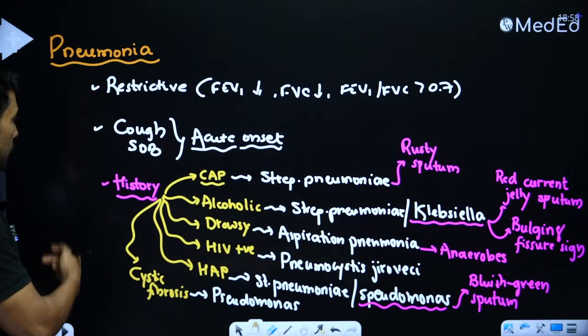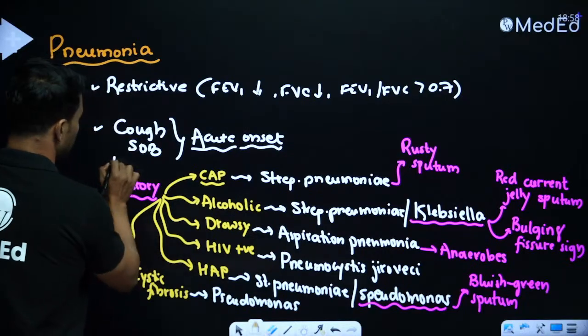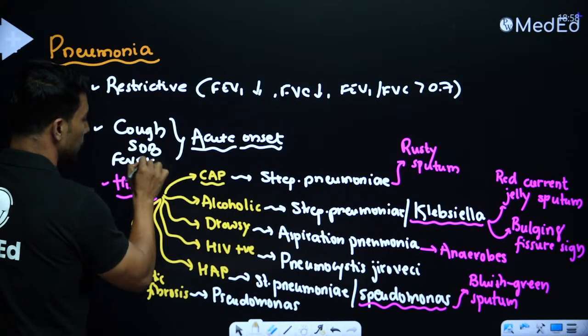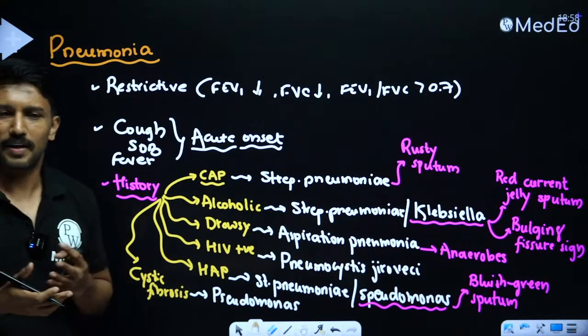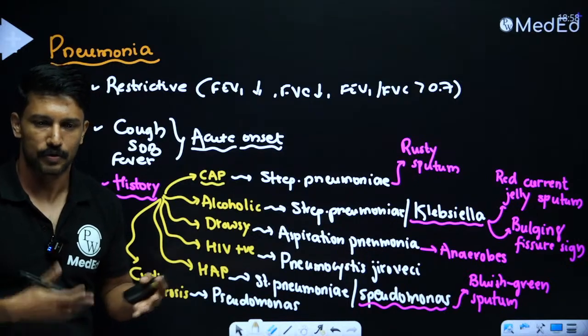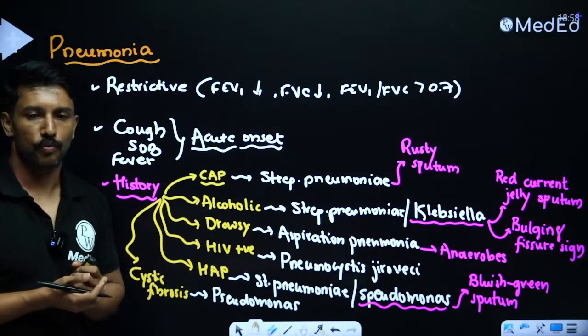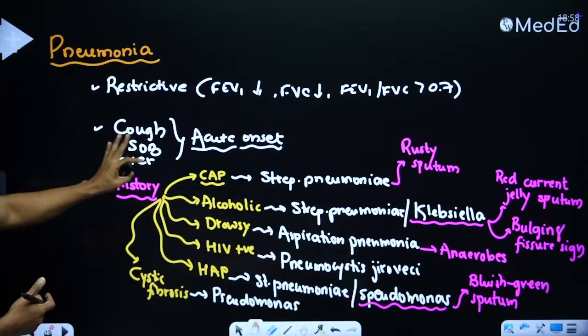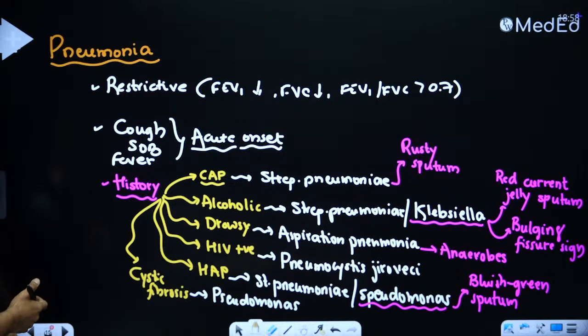Okay. Now here, another thing that I forgot to mention is that patients with pneumonia often have fever as well. You may not get fever in asthma, COPD or ILD patients or bronchiectasis, but in patients with pneumonia, you do get. That can be another pointer to think that it is a case of pneumonia.